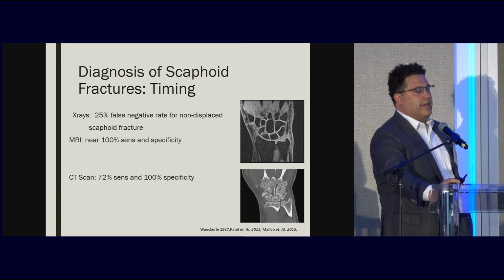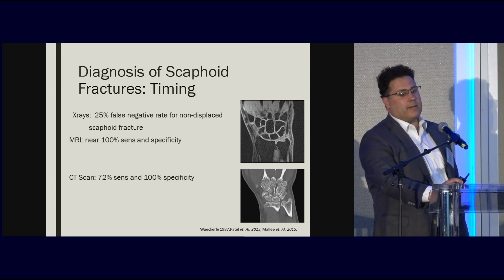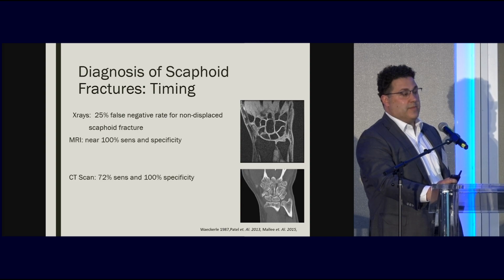If I want to find out whether or not a scaphoid fracture is displaced or not, I would like to order a CT scan because they're not quite as sensitive as MRIs, but it gives you a better idea about where the bone is and if it's displaced.